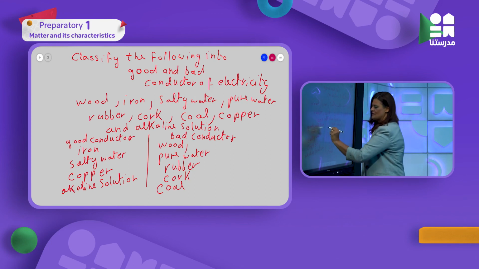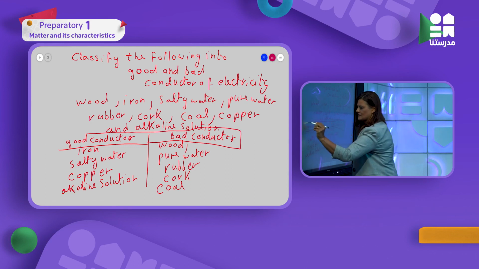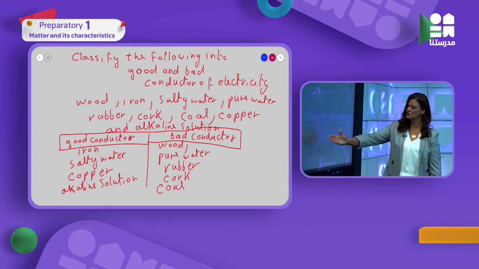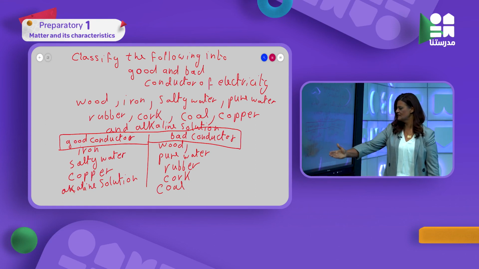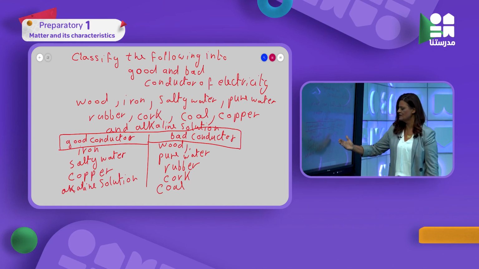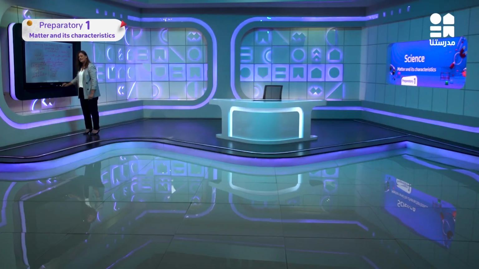Okay, so we have here good conductor and bad conductor, as shown here. And we have iron, salty water, copper, alkaline solution as good conductors, and we have bad conductors: wood, pure water, rubber, cork, and coal.